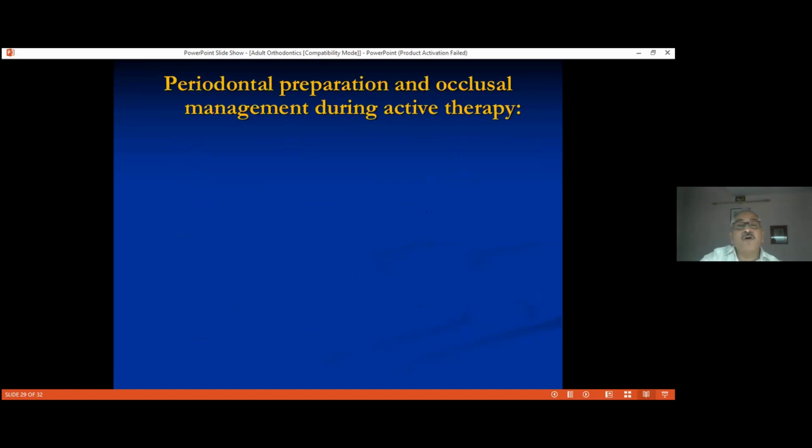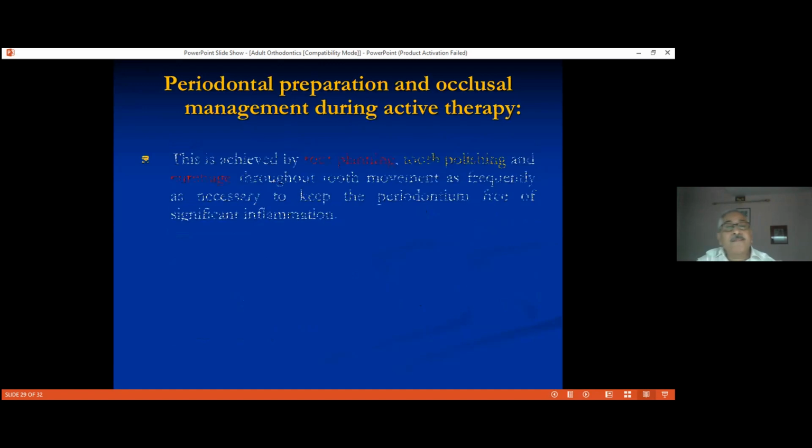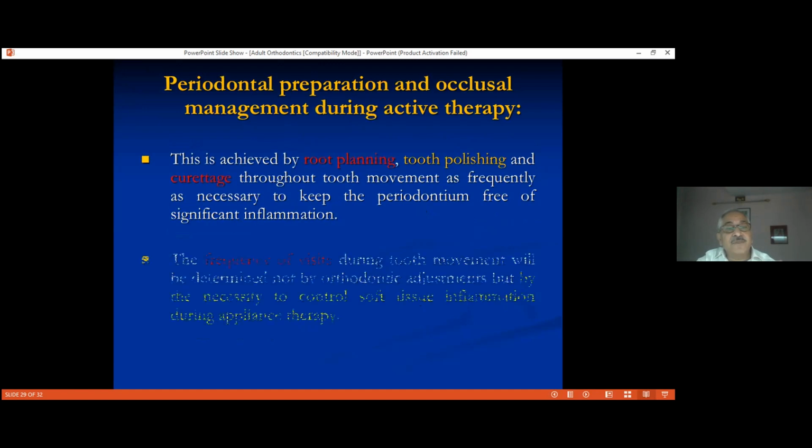Periodontal preparation and occlusal management during the active therapy. This is achieved by root planing, root polishing, and curettage. Let us make it the other way around: curettage, root planing, and tooth polishing. These are frequently necessary throughout the tooth movement to keep the periodontium free from significant inflammation. The frequency of the visits during tooth movement will be determined not by the orthodontic adjustment, but by what is necessary to control the soft tissue inflammation during appliance therapy.